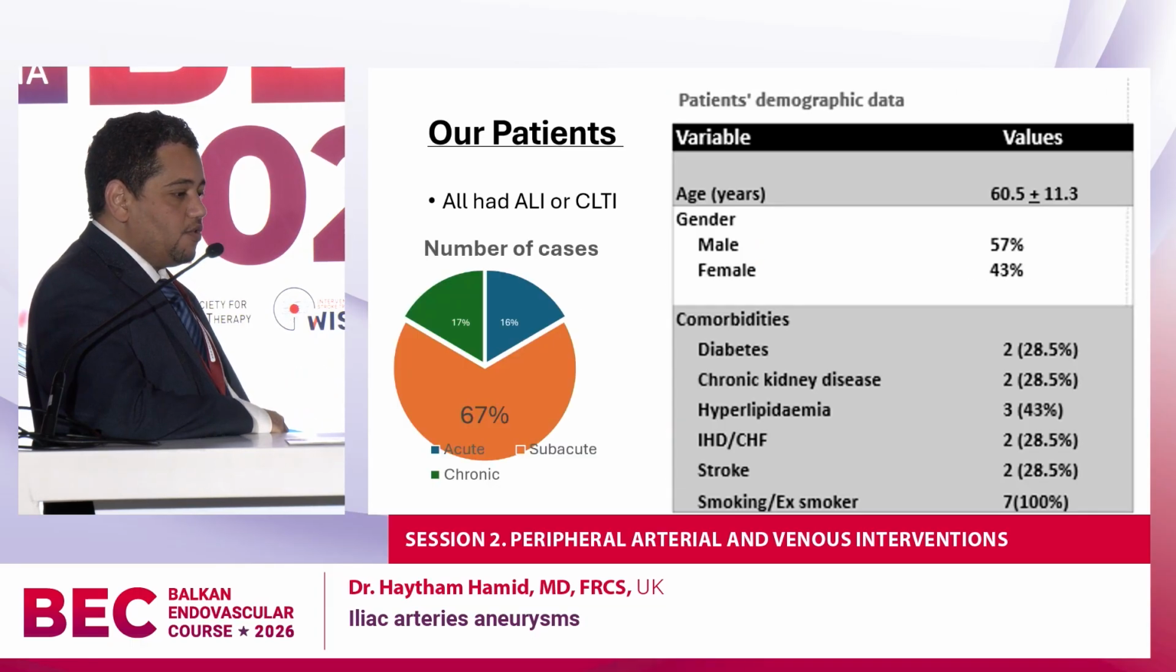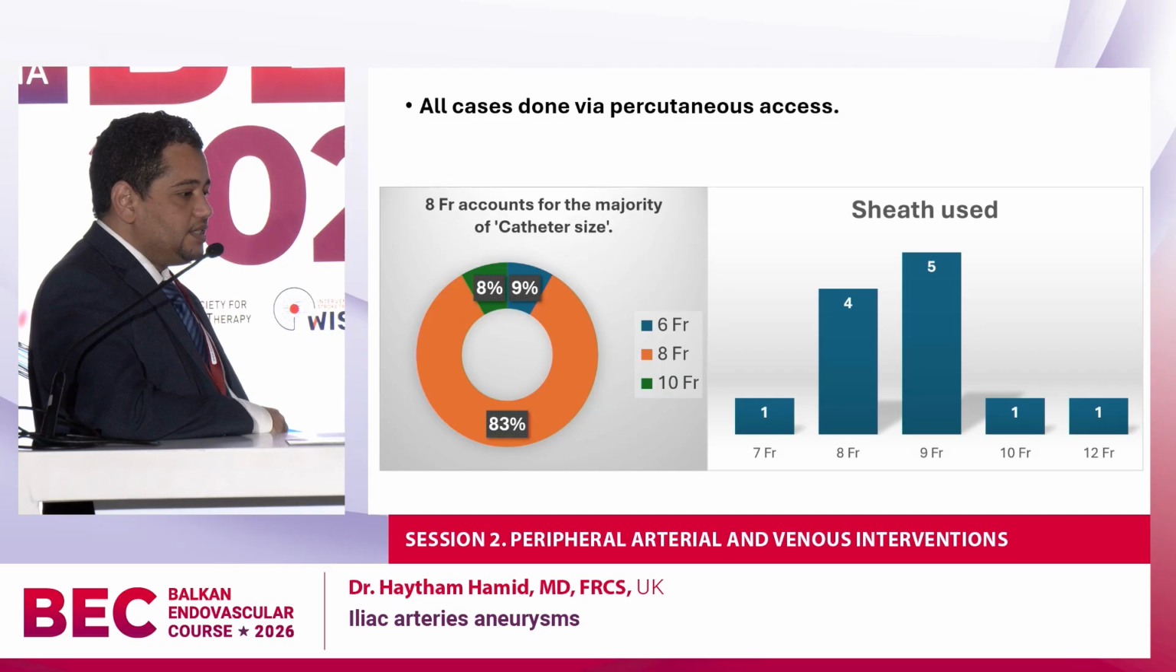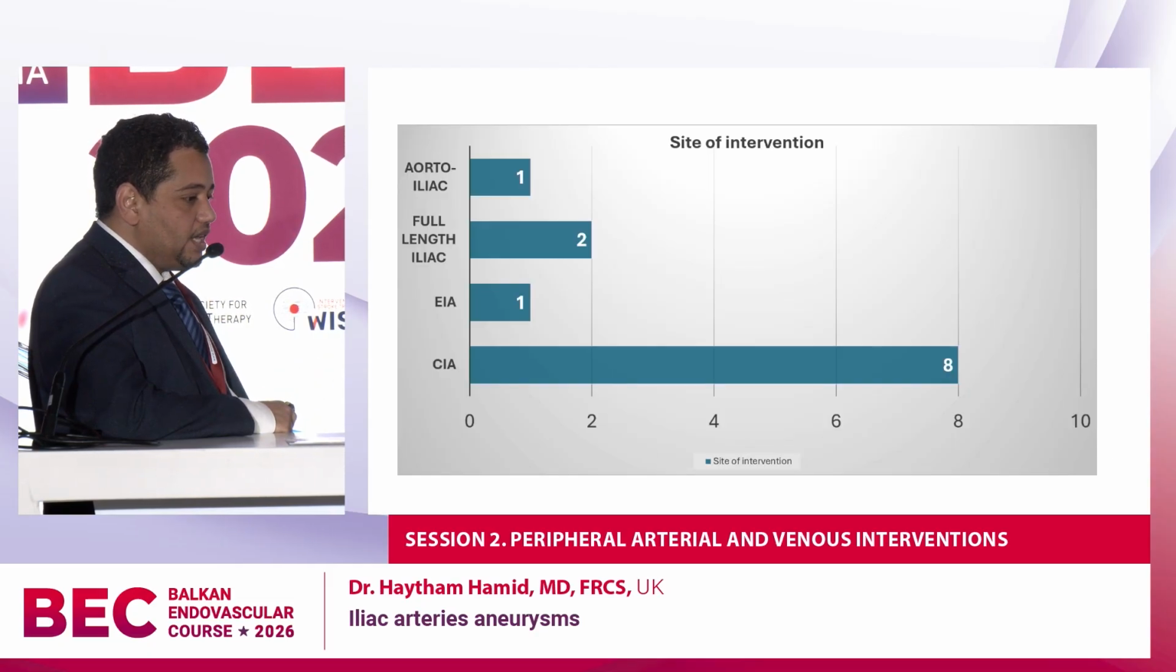Most of them were done for subacute disease. We had this normal, typical vascular demographic data for those patients. The most used catheter was the 8 French, and the sheath size actually corresponded to that. The common iliac artery was the most treated artery, but we used it in aorto-iliac and full-length iliac occlusions as well as external iliac artery.